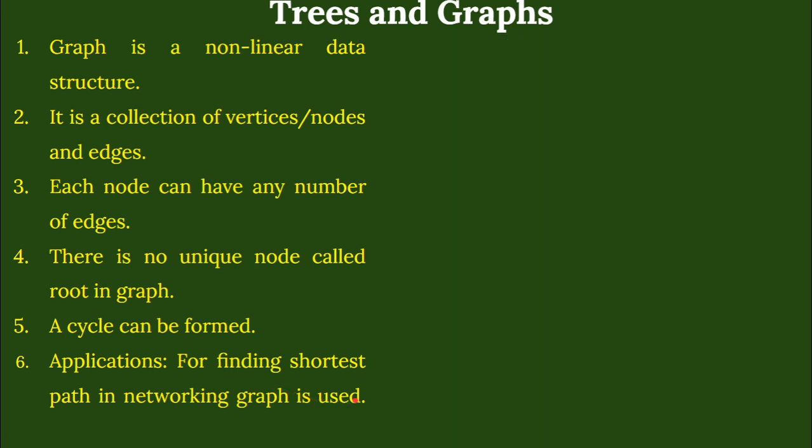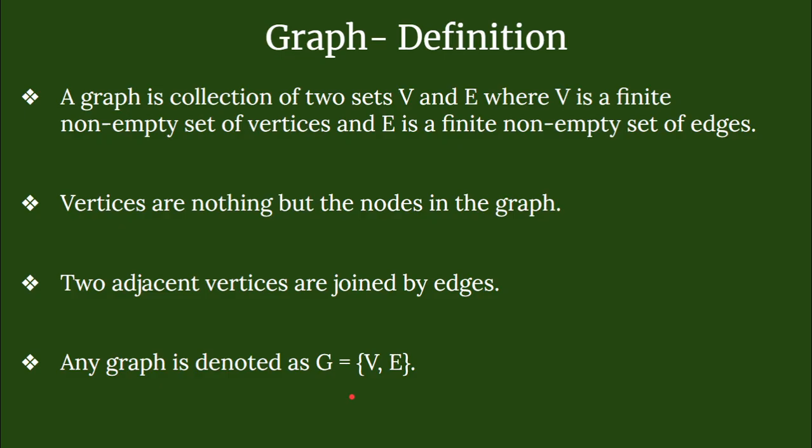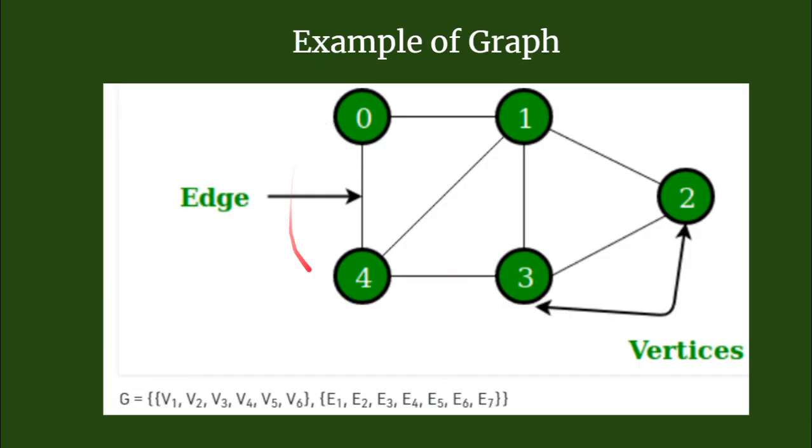I'll show what a cycle in the graph is. You can see this is called a cycle. So what the cycle is: it goes from 0 to 1, 1 to 3, 3 to 4, and again goes back to 0. This forms one closed loop. This is called a cycle. Likewise here 1 to 2, 2 to 3, and 3 to 1. This is also one closed cycle.